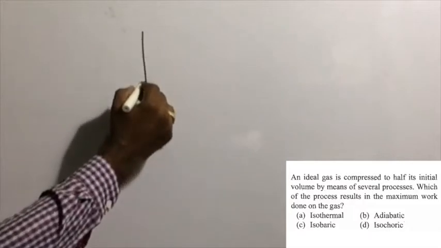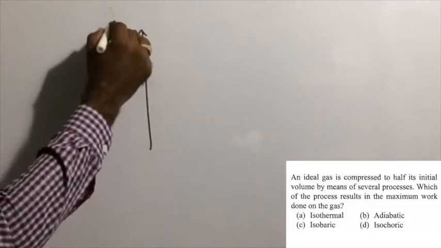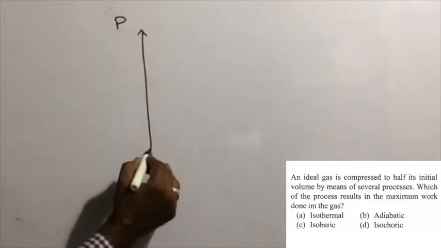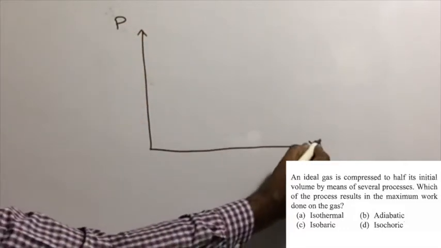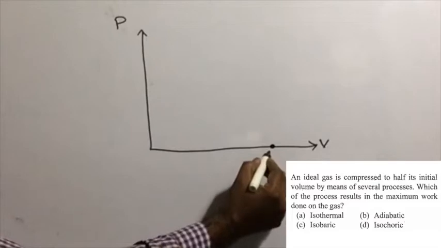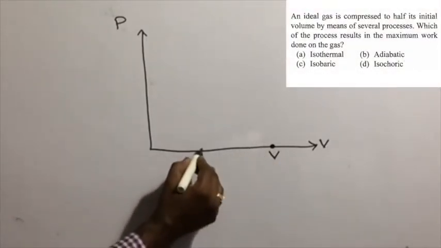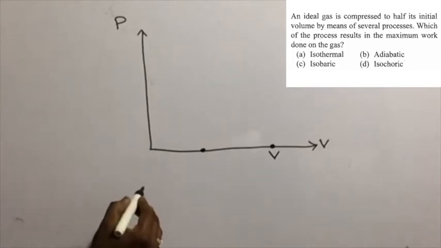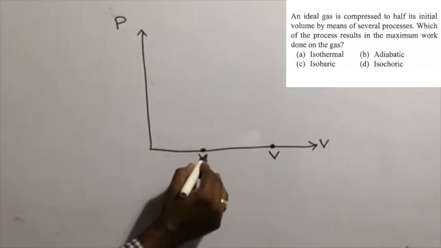An ideal gas is compressed to half its initial volume by means of several processes. Which of the process results in the maximum work done on the gas? Suppose you plot a graph between pressure on y-axis and volume on x-axis. Let us take the initial volume as V and the final volume, which is compressed to half its initial, so we can write this as V by 2.